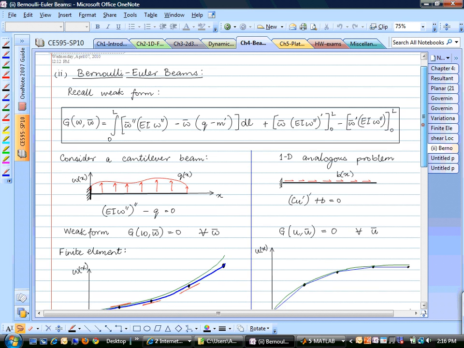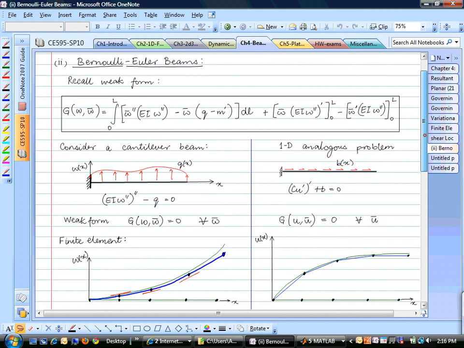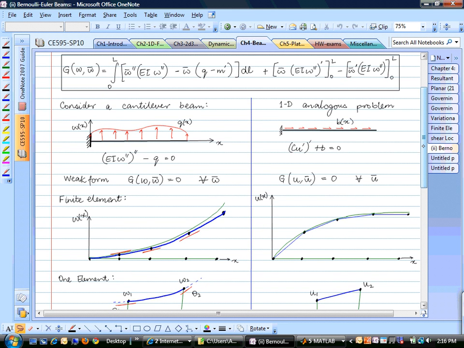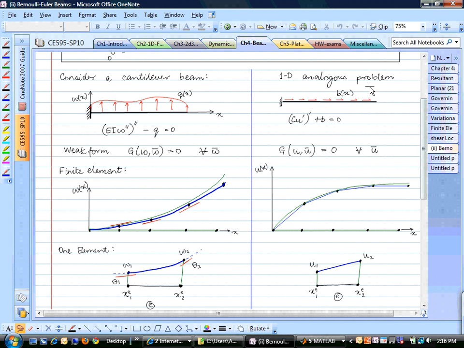In order to construct these types of shape functions, let's take a look at what we did for the one-dimensional problem first. Here I'm showing you just a cantilever beam. We are going to discretize that beam with 4 elements. The analogous problem that we did long back was this one-dimensional problem, which again we are discretizing with 4 elements. And now we want to construct the shape functions for this one element.